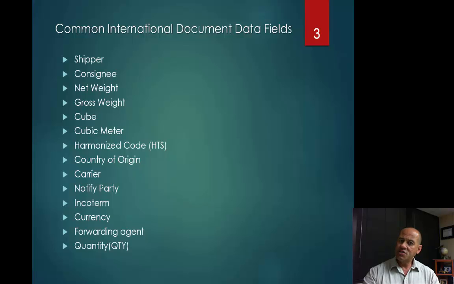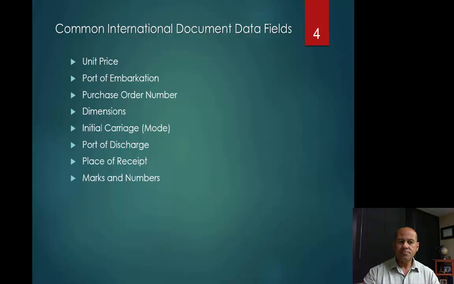The forwarding agent, quite often this refers to the freight forwarder who's coordinating the shipment on behalf of buyer or seller. The quantity of the shipment. The unit price of the shipment. The port of embarkation, in other words, which port are these goods leaving from? What the purchase order number is. In other words, the purchase order is the reference number that the buyer gives to the shipment that they're purchasing.